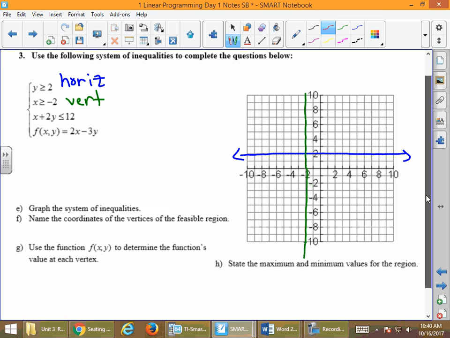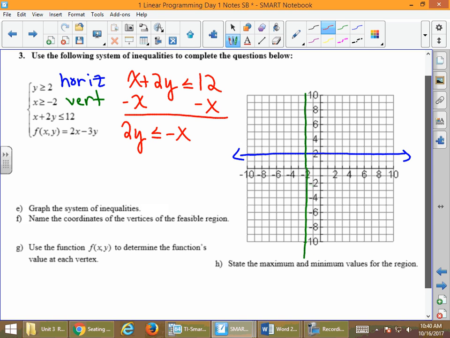So our third constraint, x plus 2y is less than or equal to 12. We need to put this into slope-intercept form. We need to solve for y. So we're going to subtract x from both sides. We get 2y is less than or equal to negative x plus 12. Divide by 2. And we end up with y is less than or equal to negative x over 2 plus 6.